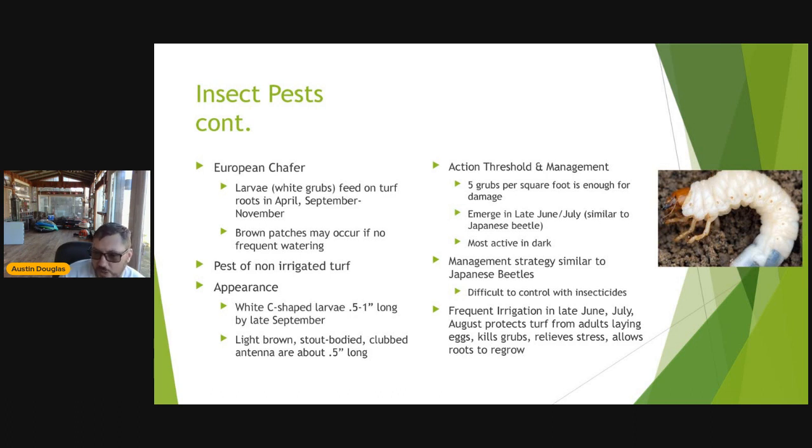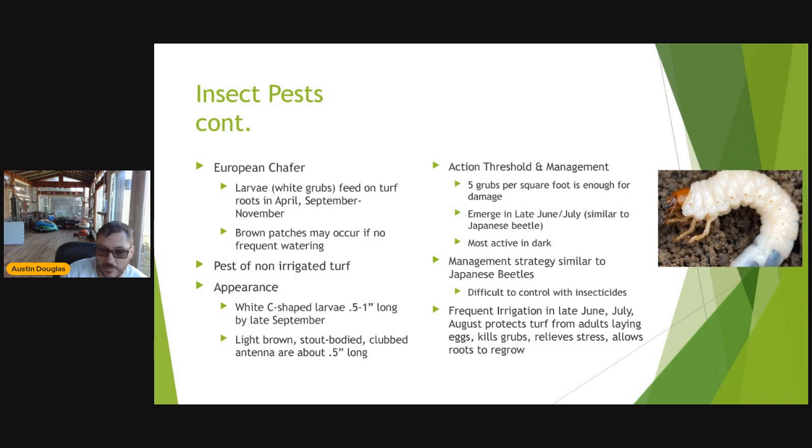But frequent irrigation in late June, July, August protects turf from the adults laying eggs, kills grubs, and relieves stress. It also allows roots to regrow. So why would irrigation play such a significant role in this? If you have a regularly irrigated turf, you can essentially suffocate these grubs by eliminating the oxygen within the soil that they need to survive.